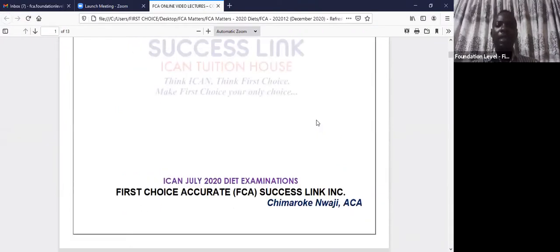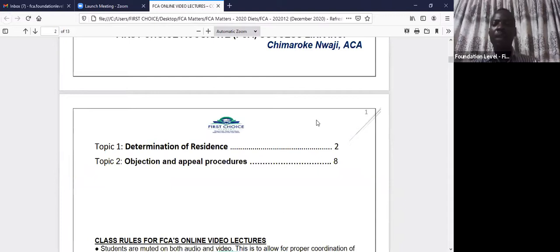This evening, we'll be looking at objection and appeal procedures. The last class, we looked at determination of residence, and we learned that residence plays a vital role in determining which taxing authority will tax an individual. We looked at what is more important, nationality or residence, and we saw that residence takes the upper hand. It doesn't matter if you're a national, but it does matter if you are a resident.